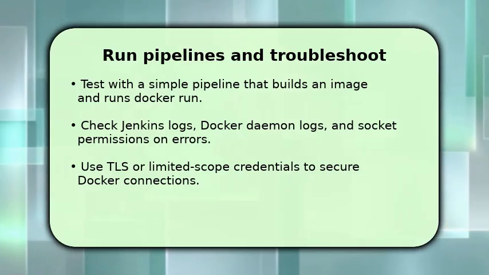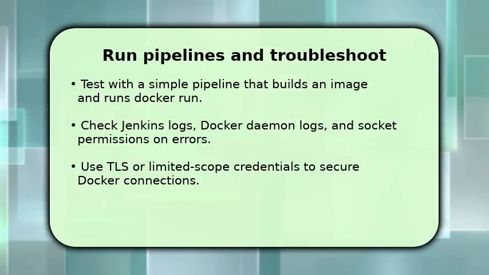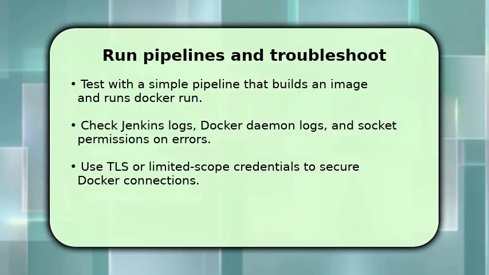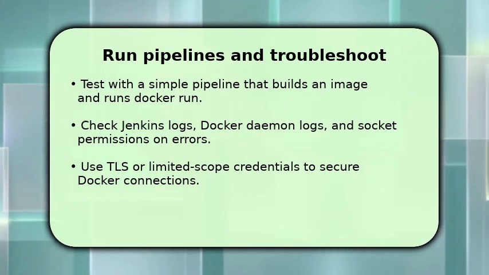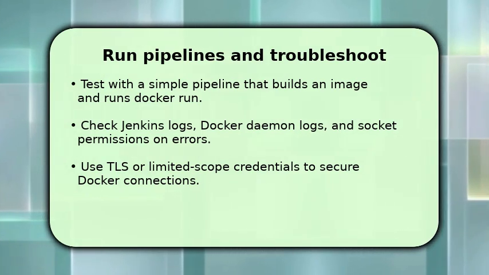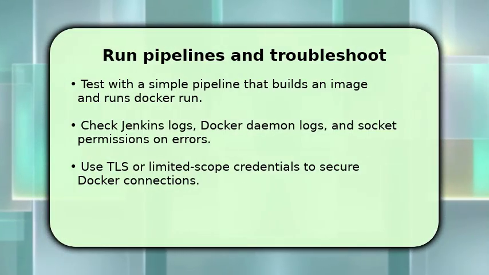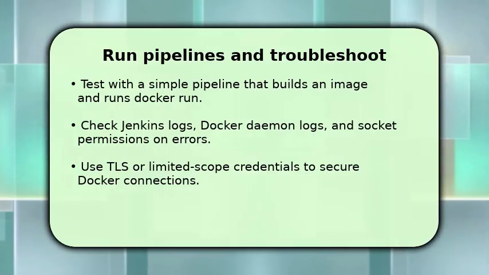Permission denied on /var/run/docker.sock, Docker API unreachable, or missing credentials. As a key tip, if permission denied occurs, verify Jenkins user group membership and restart Jenkins. If using TCP, validate TLS certs and network access before retrying.